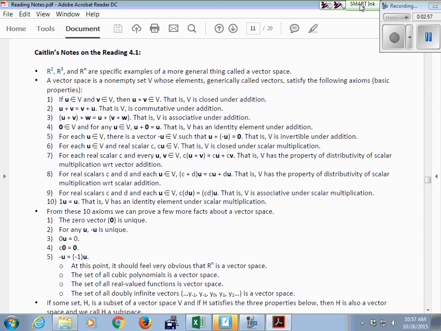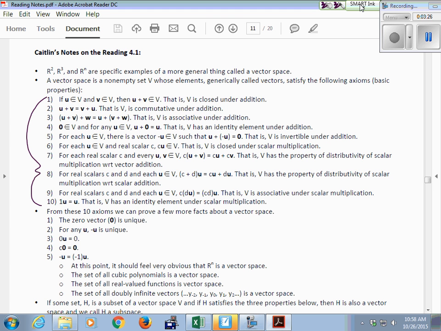So we call a vector space any non-empty set V whose elements, which we will generically call vectors. In R3 and R2, R4, the elements actually are vectors, but you'll see that we can expand this to things where the elements are not vectors, but we're still going to generically call them vectors. And a vector space has to satisfy all 10 of the following axioms. These are the basic properties of a vector space.